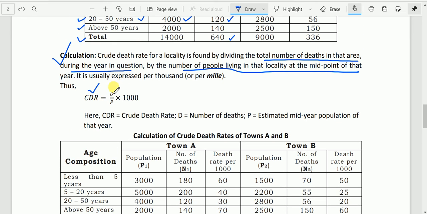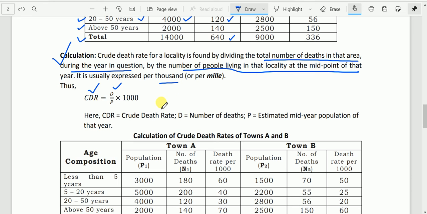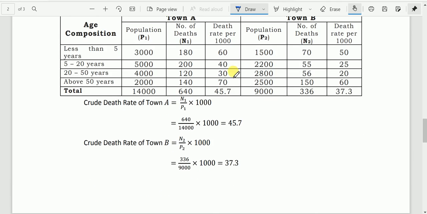CDR is equal to D by P multiplied by 1000. If you want to express it per thousand, we multiply by 1000, and if we want it in percent, then we multiply by 100. But generally we express it per thousand, or per mille. CDR stands for crude death rate, D refers to the number of deaths, and P is the estimated mid-year population of that year. So here we have the calculation.